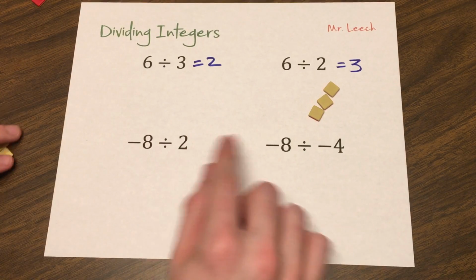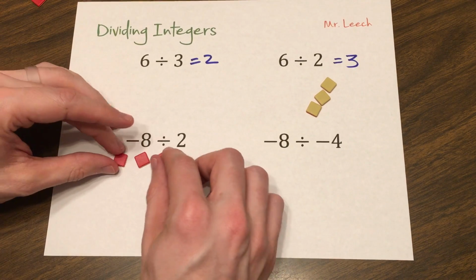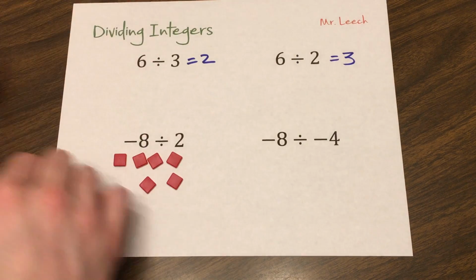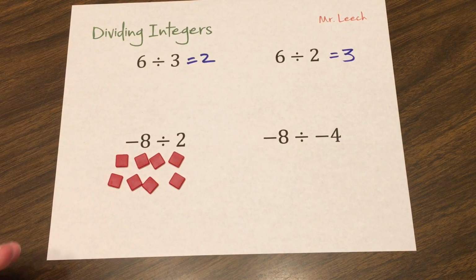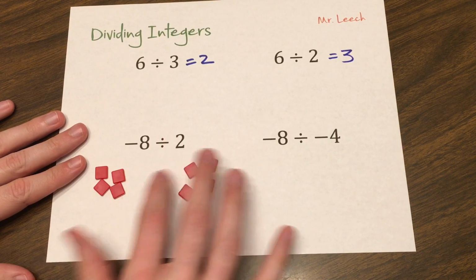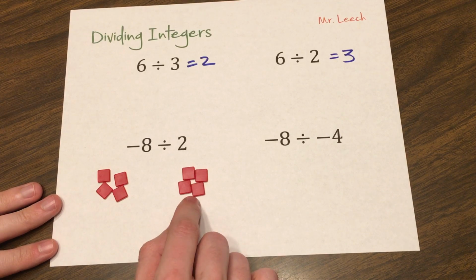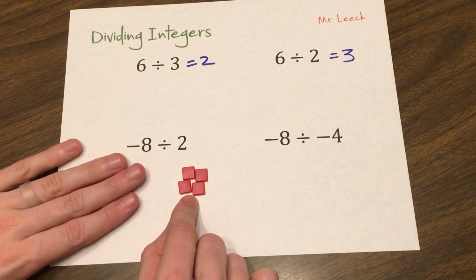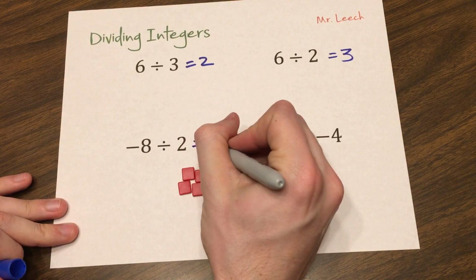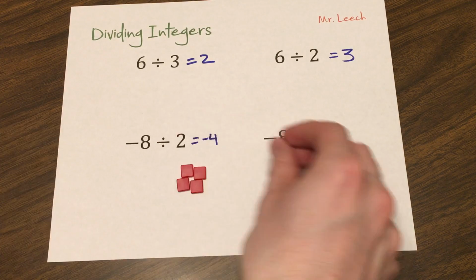Earlier, we took 2 and we multiplied it by -4, and we got -8. So let's start with -8. And let's divide that into 2 equal groups. So if I divide that into 2 equal groups, I get 4 in one of the groups. Actually, -4 in one of those groups. So -8 divided by 2 is -4.